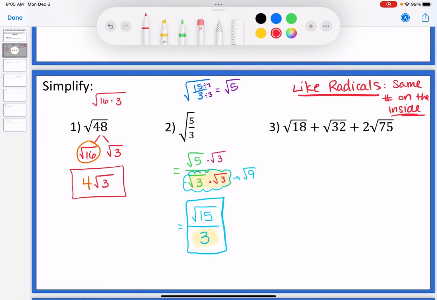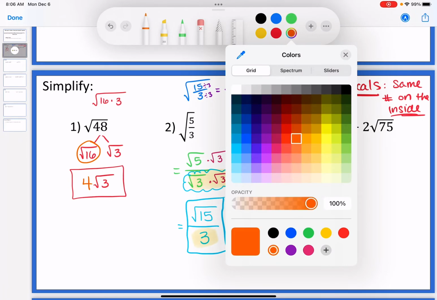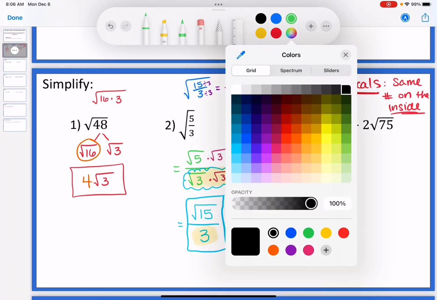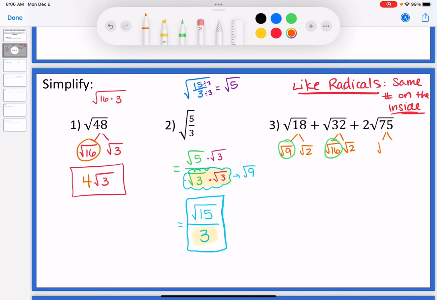So if I look at the square root of 18, what are the factors of 18 where one of them is a perfect square? That would be the square root of 9 and the square root of 2, right? With 9 being the perfect square. All right, how about the square root of 32? Let's see, factors of 32 would be 4 and 8, but 16 and 2 would be bigger, where 16 is our perfect square, right? Now my last one, 75, factors of 75 would be square root of 25 times the square root of 3, and 25 is my perfect square.